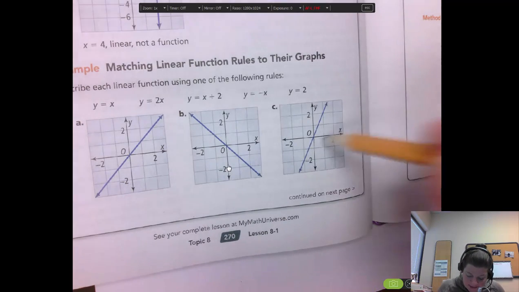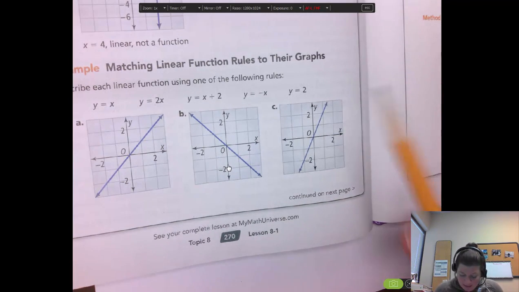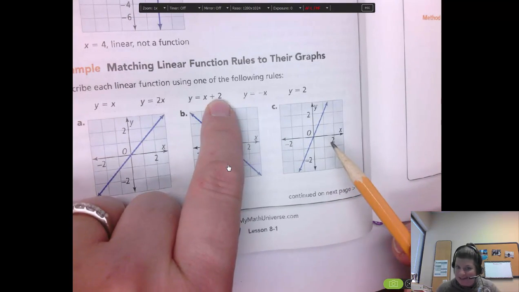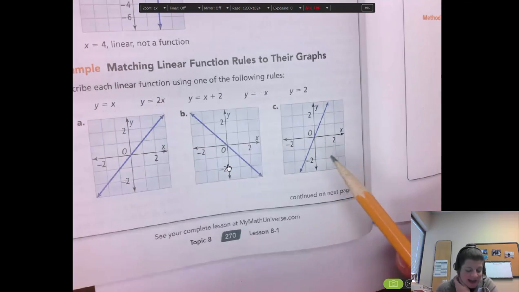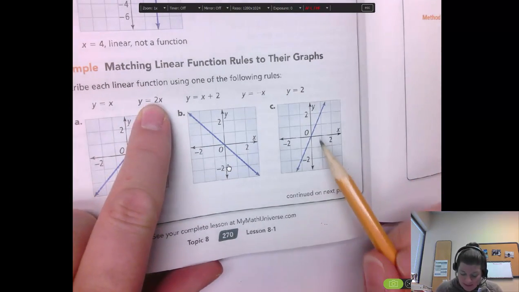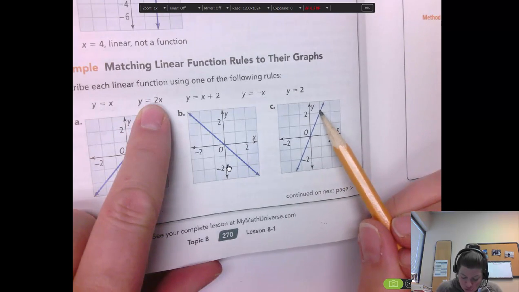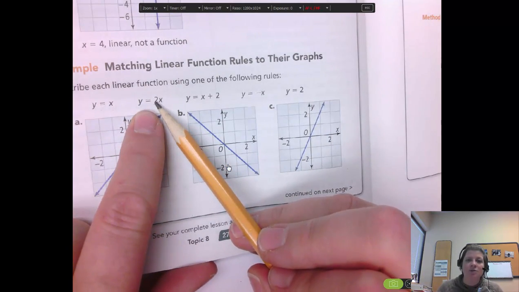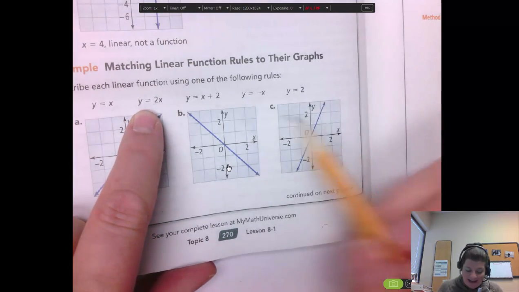What about this last one here? Well, I have 0, 0. So this one's out. 0 plus 2 is not 0. So it has to be this one or this one. Now let's look. If I put in 1, I get out 2. 1 times 2 is 2. So I put in 1, I got out 2. Has to be this one.